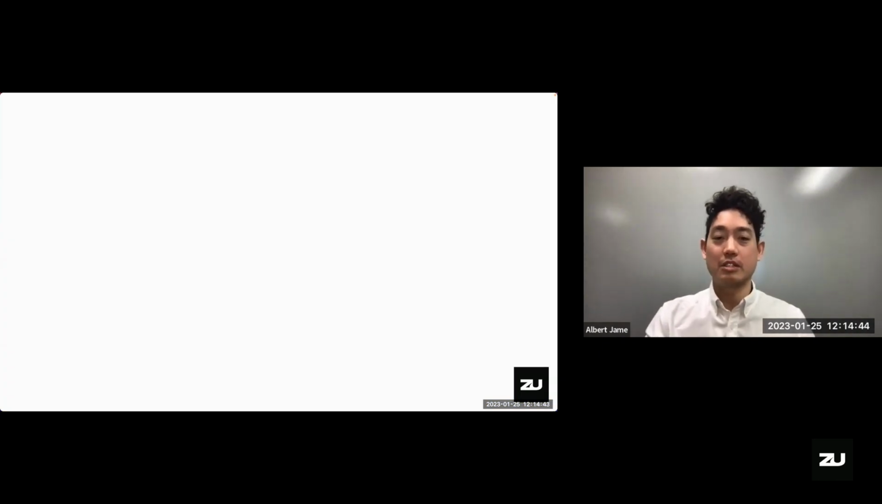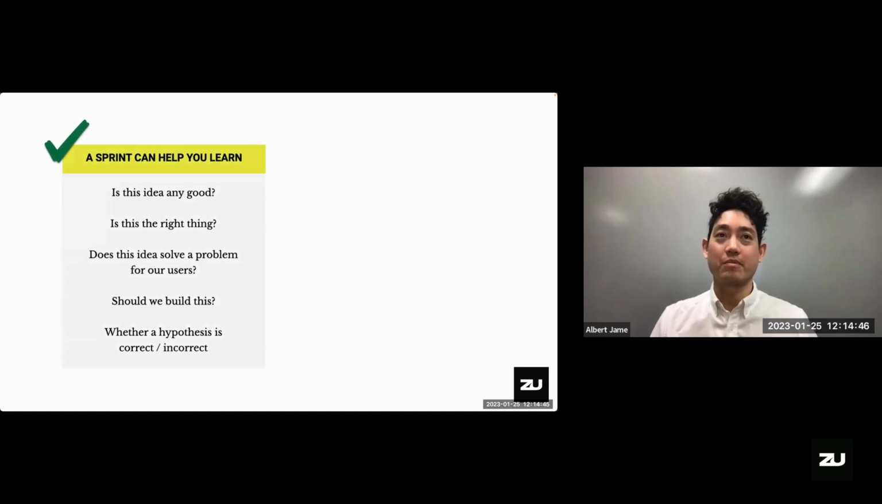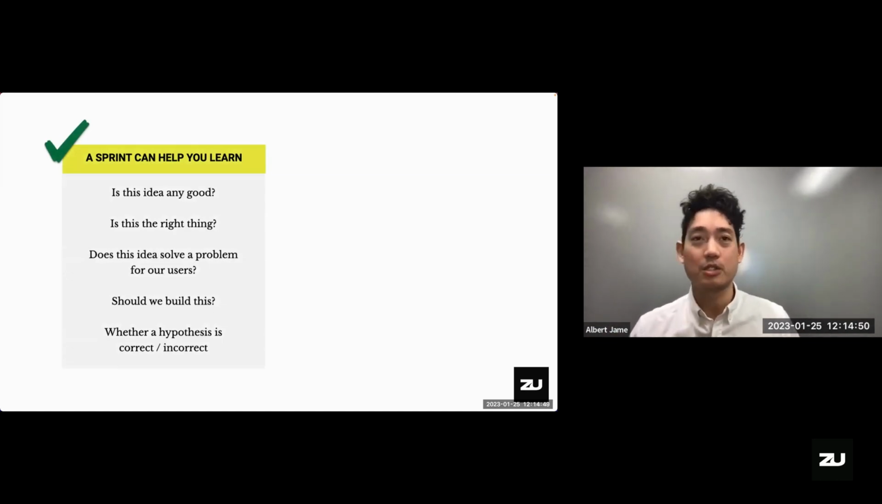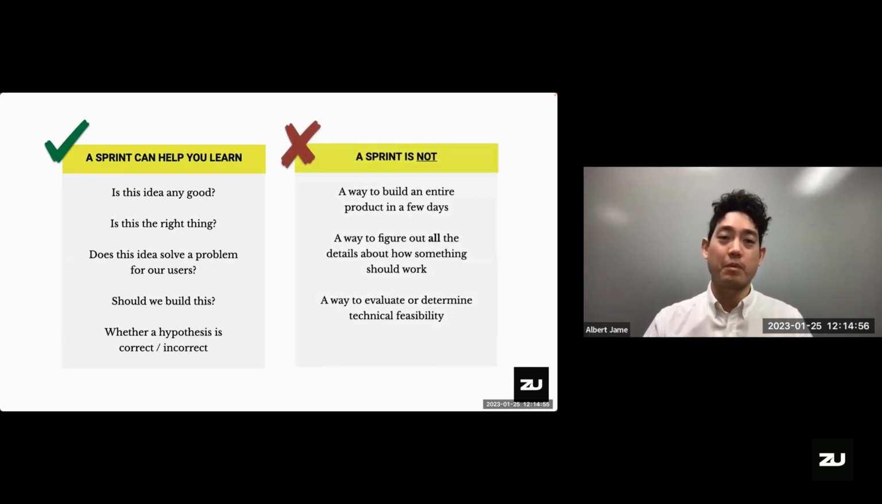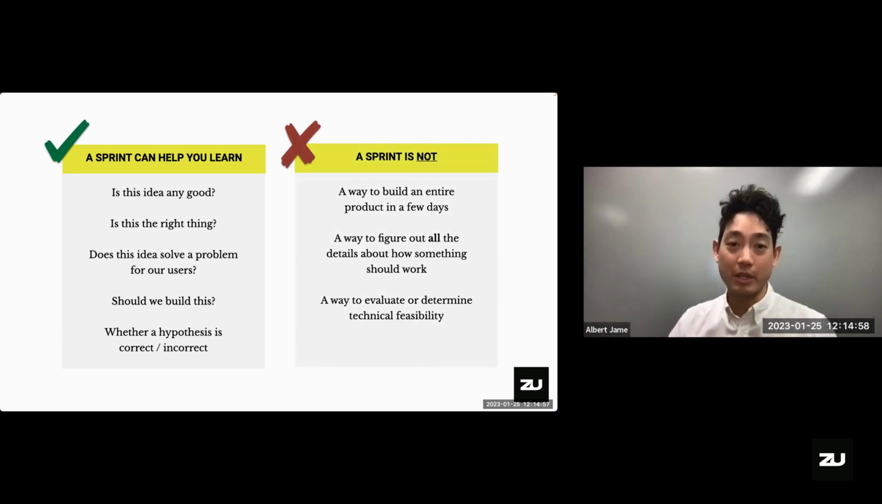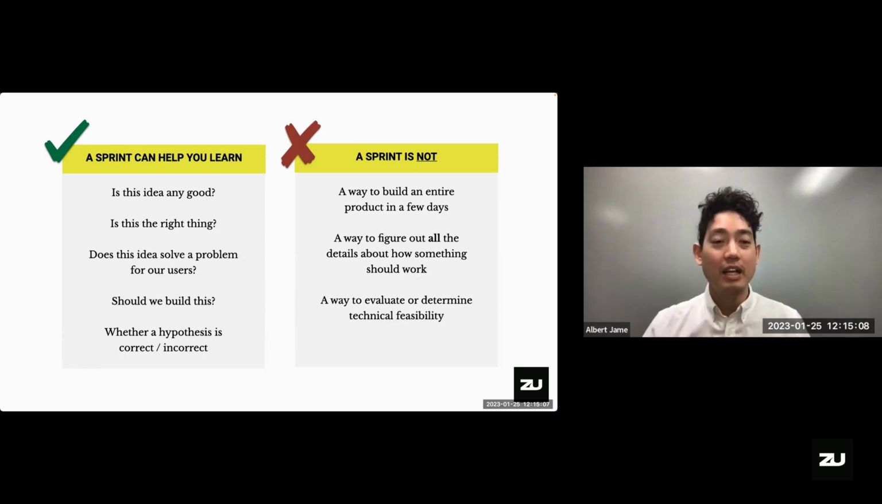We always like using this slide to talk about what a sprint can help you learn. If it's a good idea, if it's the right thing, does it solve the right problem? Should we even build this? Or is our hypothesis correct? But we always say, don't count on a sprint in your company if you think you're going to build some huge thing in a few days. That's just not what it's about. Or even figure out all the inner workings and all the hyper details, or even evaluate the technical feasibility. It's really this yes or no sort of thing.